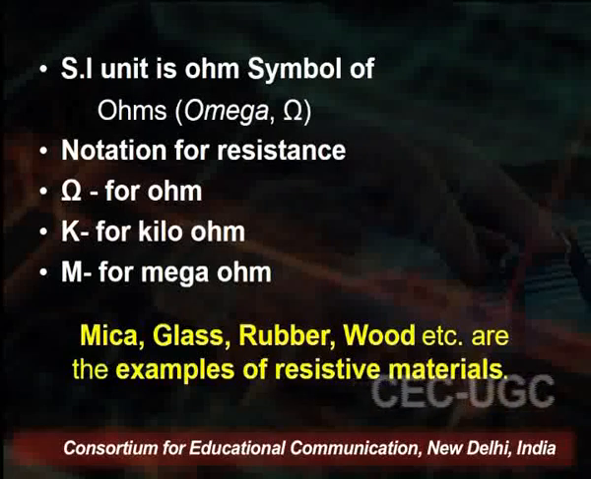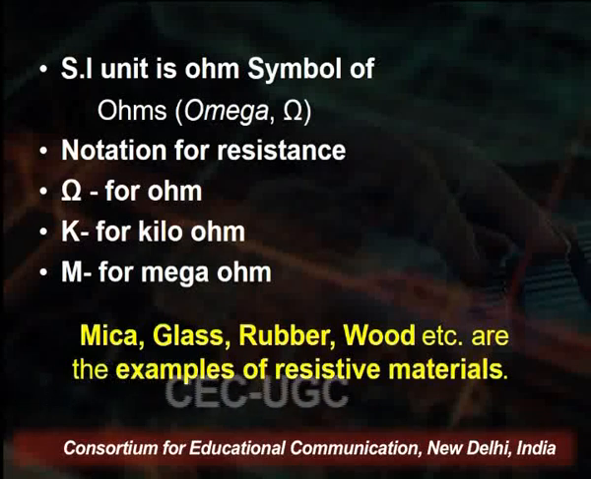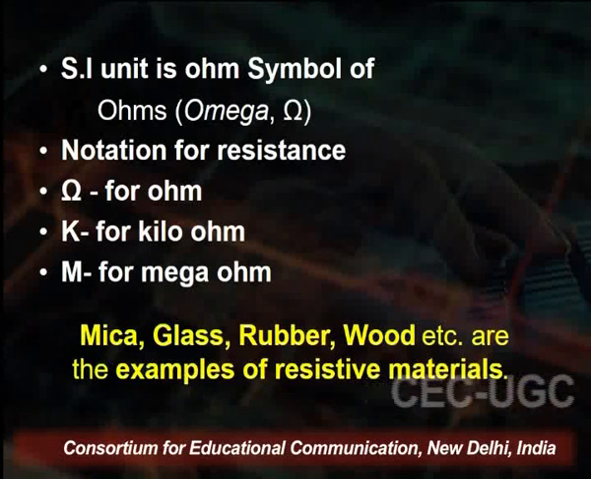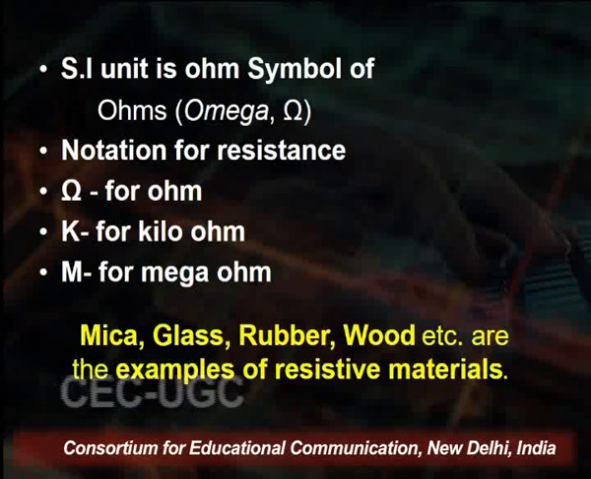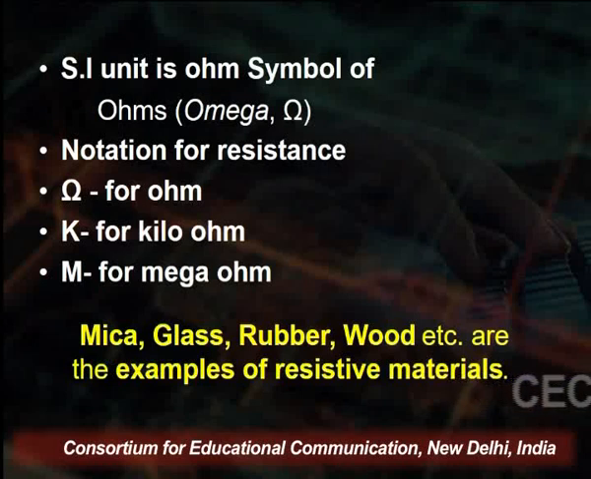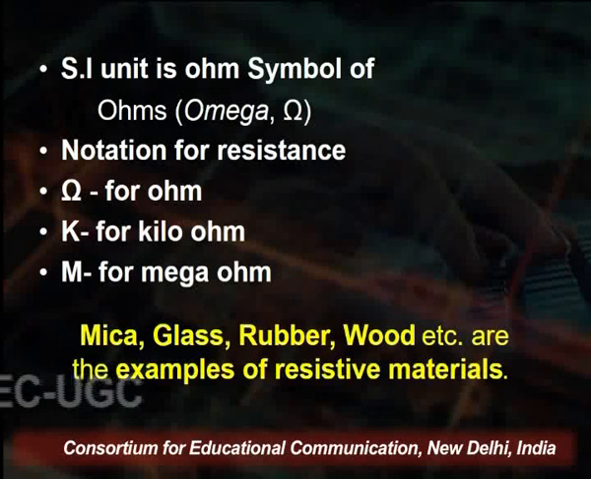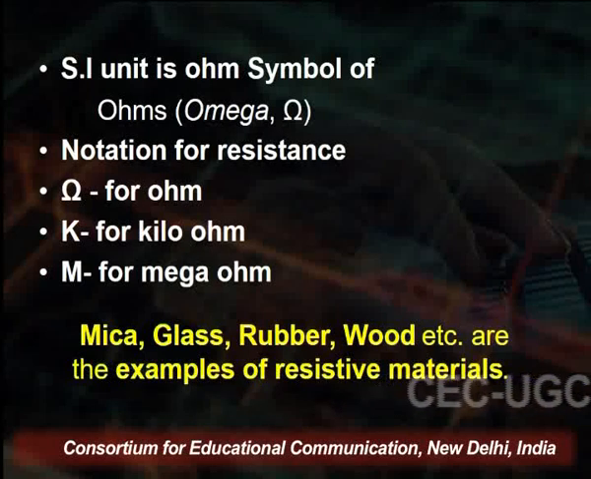Now what is the unit of resistance? The unit is the ohm, represented by the omega notation. When the resistance is large, it is expressed in kilo ohms, that is kΩ. If it is more, it is represented by mega ohms. These are the units of resistance. Now, what are resistive materials? Mica, glass, rubber and wood are examples of resistive materials. These materials are used to resist the flow of current in the circuit.